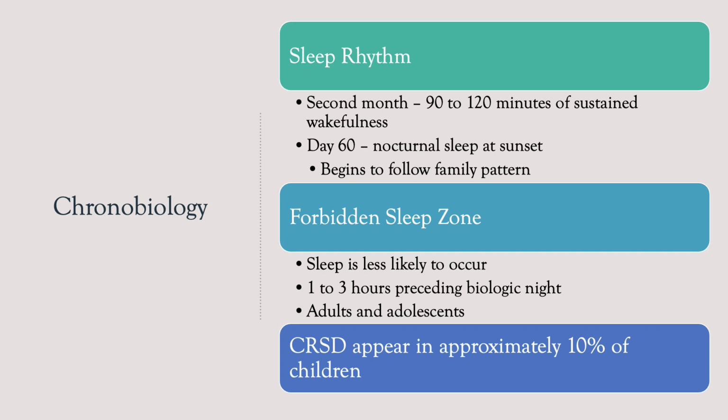By day 60, the infant begins the nighttime sleep period as the sun goes down, possibly owing both to light cues but also family or social cues, as most people go to sleep at night. There is a point in the evening prior to the nighttime sleep period where sleep is least likely to occur. We refer to this as the forbidden zone of sleep. It occurs somewhere between 1 to 3 hours before the intrinsic rhythm, most likely between 5 and 8 p.m.